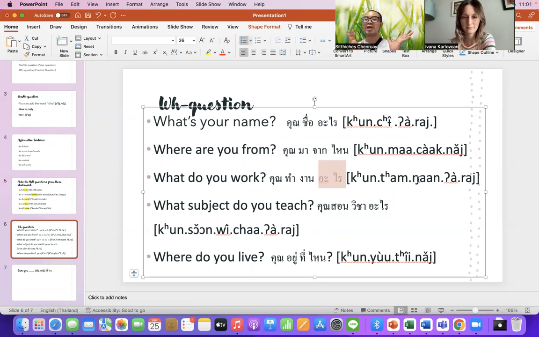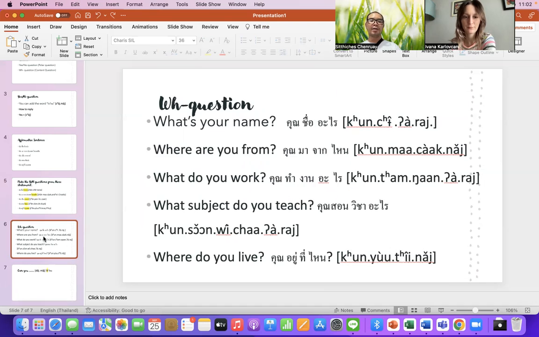My translation may be a bit weird because I try to translate literally. Okay. คุณทำงานอะไร can be answered ฉันเป็นอาจารย์, omitting the ทำงาน. Then the last one, คุณสอนวิชาอะไร. This is what.